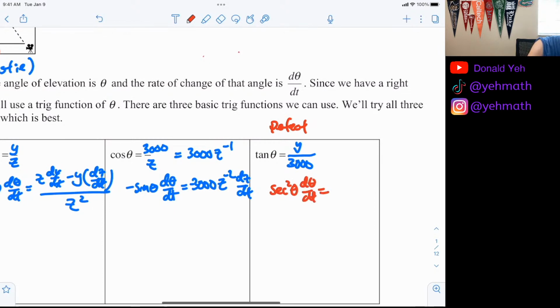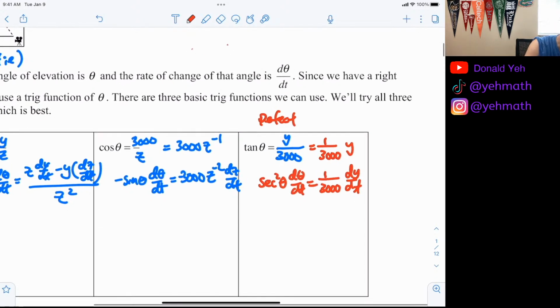is equal to, and for me, taking the derivative of this is not a quotient rule. And I'll show you it's not a quotient rule. It's 1 over 3000 times y. That's literally what it says, because 1 over 3000 times y is the same thing as y over 3000. Is that okay? So that's going to be 1 over 3000 and the dy dt. Am I doing okay?